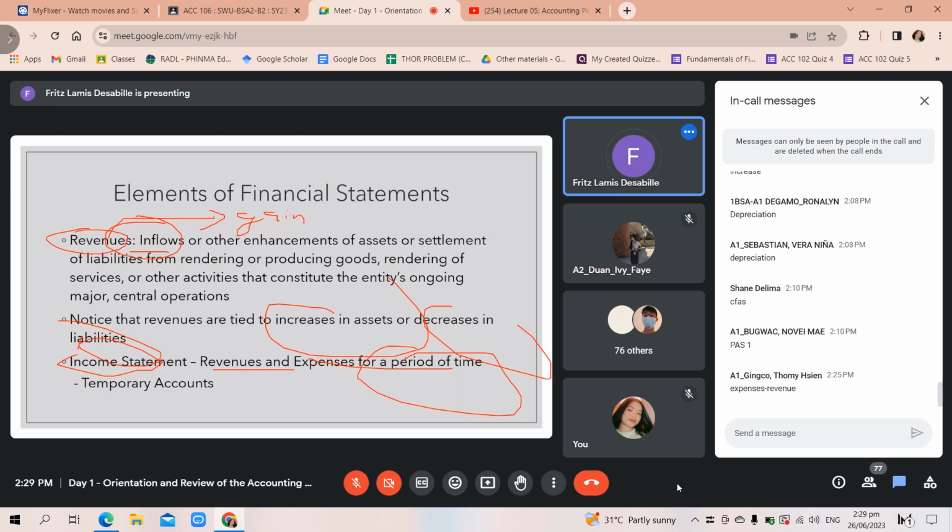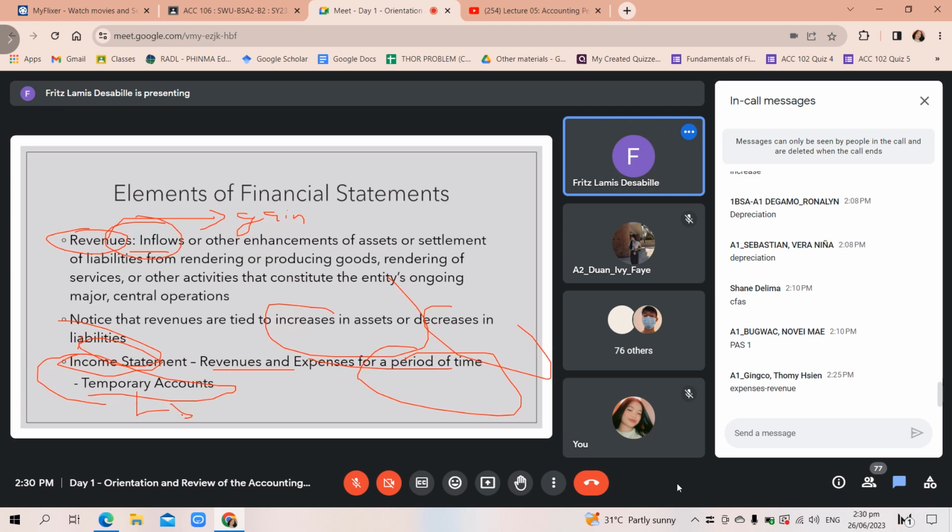But of course, you may make an income statement for 1 month, for 3 months, depende kung unsay need sa user. Kinsa mga user? Si investors, si public, si government, usually sila. Now, income or revenues and expenses are also what we call temporary accounts. Now, can anyone here define what is a temporary account? In your own words, dali naman ni siya.